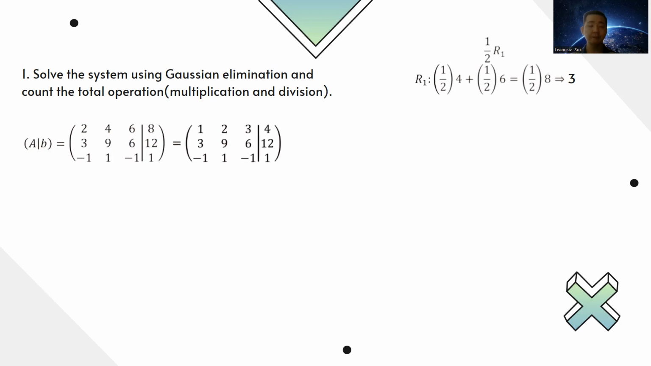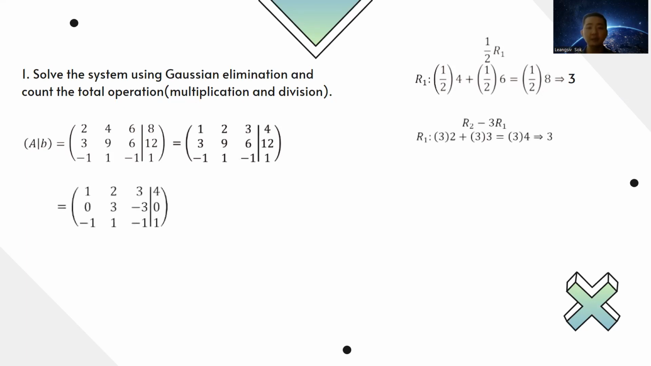We don't do the multiplication or division on the first column of the first row because that is a pivot. So we start from the second column of the first row, which is 4. 4 times 1 is equal to 4, and then divided by 2, which means 2. And we take 6 times 1 divided by 2, and the fourth column of the first row, which is 8. 8 times 1 divided by 2. So in this line, we have 3 operations.